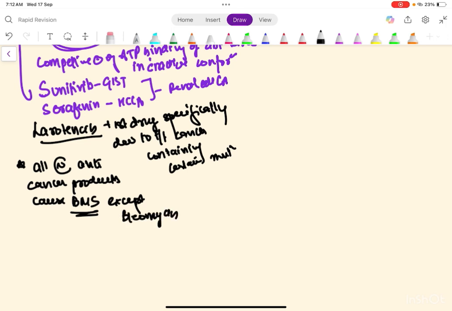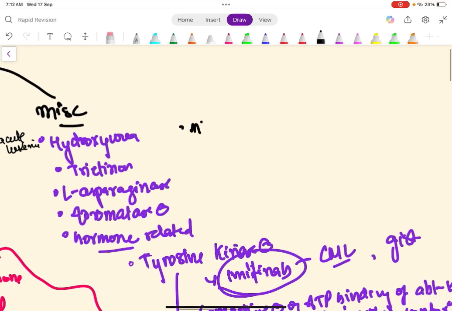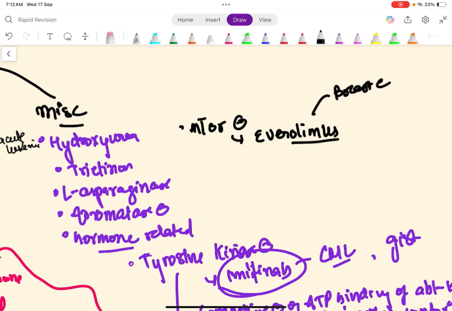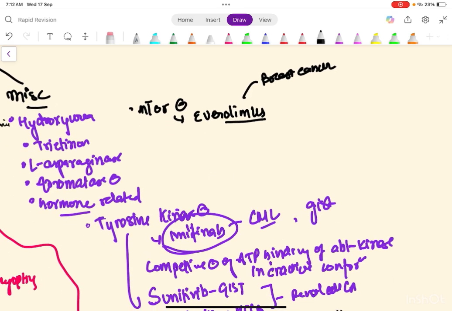bleomycin and vincristine. Then I told you that bleomycin can lead to pulmonary fibrosis. Then there are just a few things like proteasome inhibitors and so on. I think that much is not that important, but you can remember that there is something called the mTOR antagonist, and they end with limus, and these are used for breast cancer. Then there are a lot of others which I don't think you need to know much about. Then you can also use prednisolone for leukemia and so on.